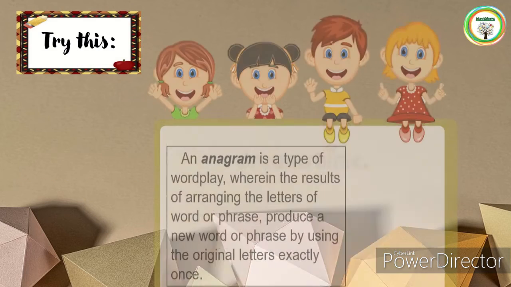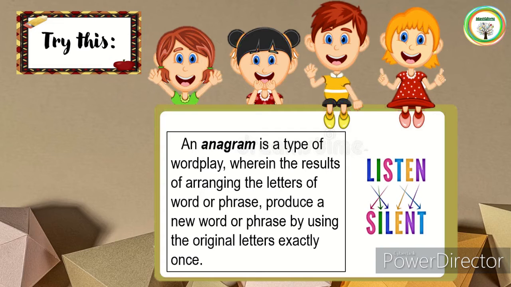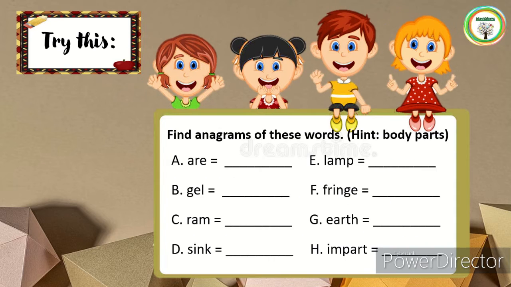Let us try first this activity before we start discussing our lesson today. An anagram is a type of wordplay wherein the results of arranging the letters of a word or phrase produce a new word or phrase by using the original letters exactly once. Example, the word listen is an anagram of the word silent. So find anagrams of these words.